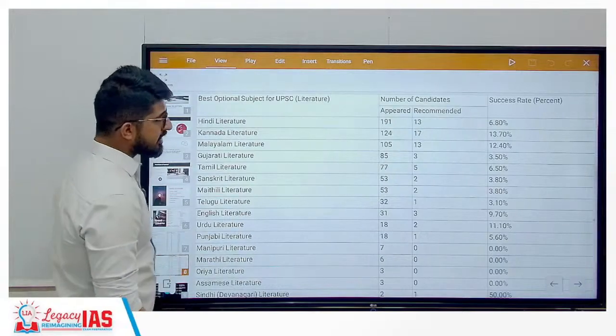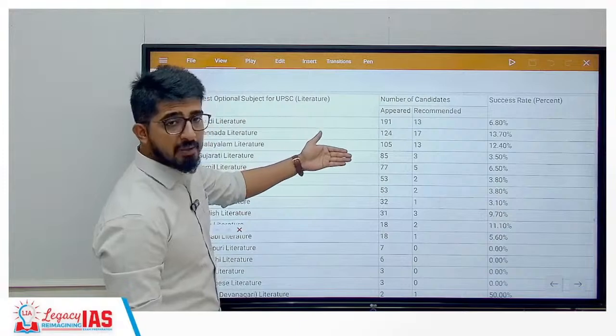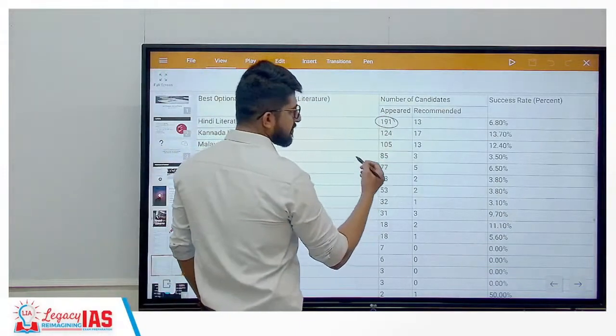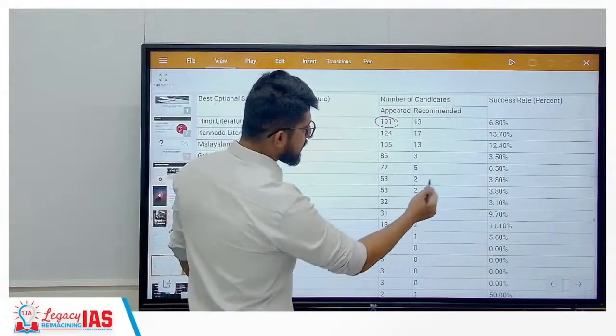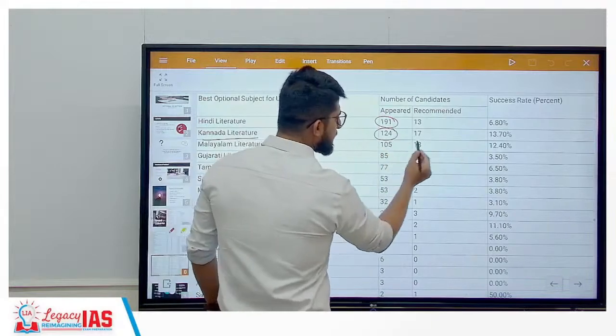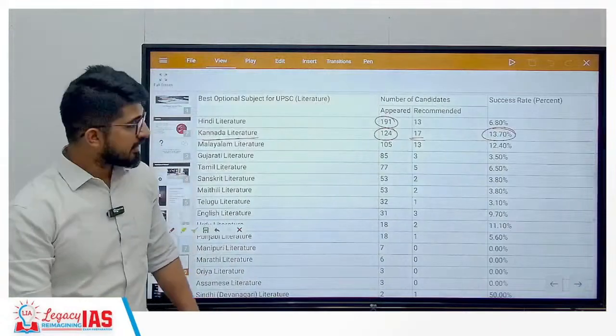So in this, the best performer, if you consider only the optionals where more than 100 people appear in the examination, Hindi literature is the best performer. Sorry, Hindi literature is not the best performer. You have Kannada literature. Yes, Kannada literature, 124 people, 17 people get selected, 13.7. That is the best performer.